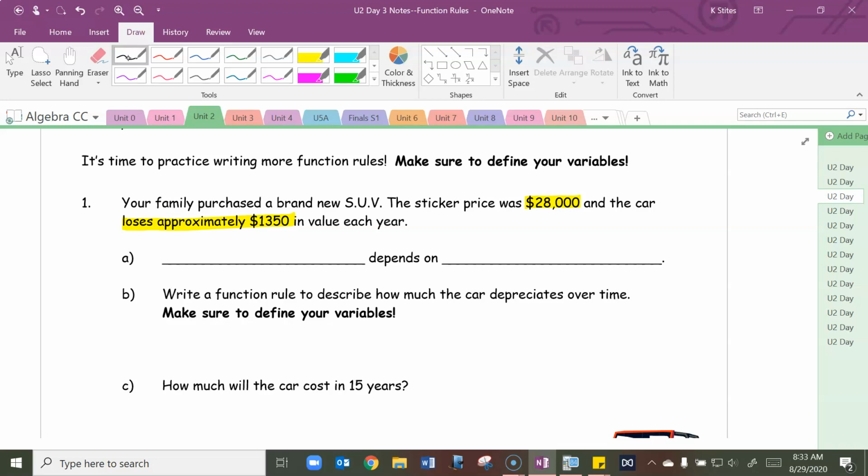So what are the variables that are happening in this car? Well, we have cost for sure, and we also have years. These are our two variables that we're referring to. We have money and we have years. And what we should remember is that cost is always dependent. Our cost is going to depend on the number of years.